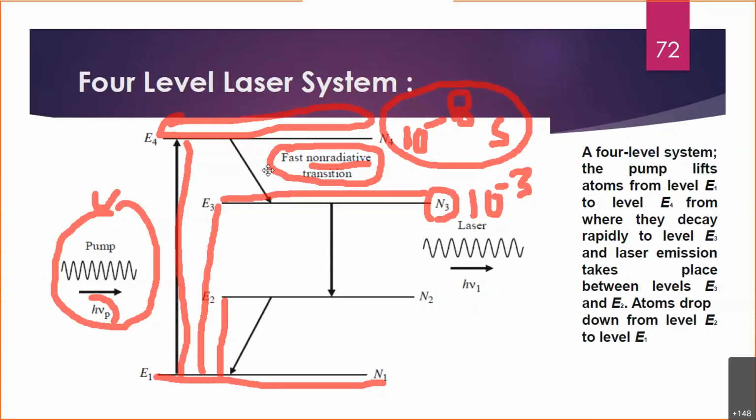Now what happens? The particles coming to level number 3, because of this lifetime, are going to stay in level 3 for a longer period of time. That means they are getting accumulated here in level number 3. In the meantime, the pumping process is going on continuously. So the number of particles from the lower level are getting lifted to the upper level, and after that they come to level number 3. So at level 3 they are getting accumulated, but at level 1 the number of particles is getting reduced, because pumping is going on continuously.